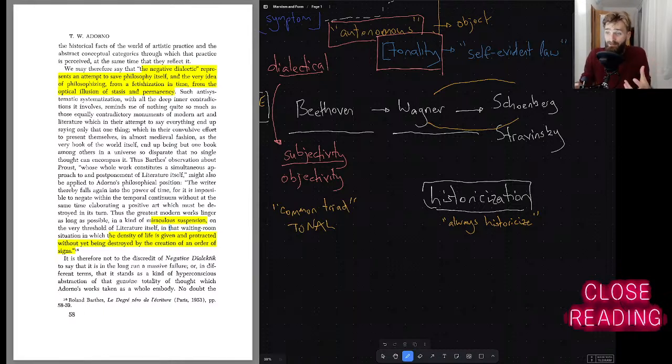So the order of signs, the language, the theory for explaining life doesn't congeal into a thing in itself, but the density of life is kind of given without yet being destroyed by the creation of an order of signs. Language is something that destroys the density of life because, as we were talking about with Borges' map, once you reduce a physical reality to a map of it, there is something that is lost. And so the dialectical method must do map making without doing map making.